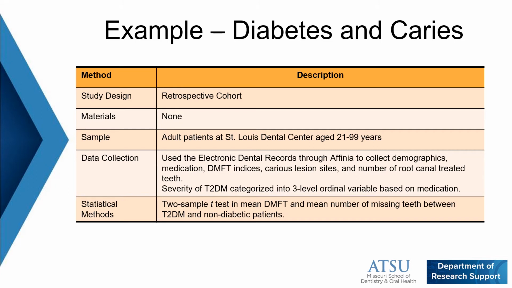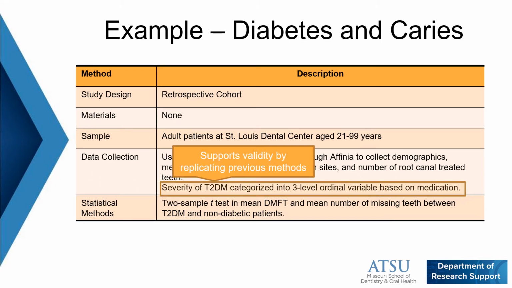For the data collection, the study members used the electronic dental records through Affinia to collect demographics, medication, DMFT indices, caries lesion sites, and number of root canal treated teeth. They could have also considered including known risk factors for caries to perhaps better estimate the effect of diabetes on caries. The severity of exposure was categorized into a 3-level ordinal variable based on medication. This supports validity by replicating previous methods.